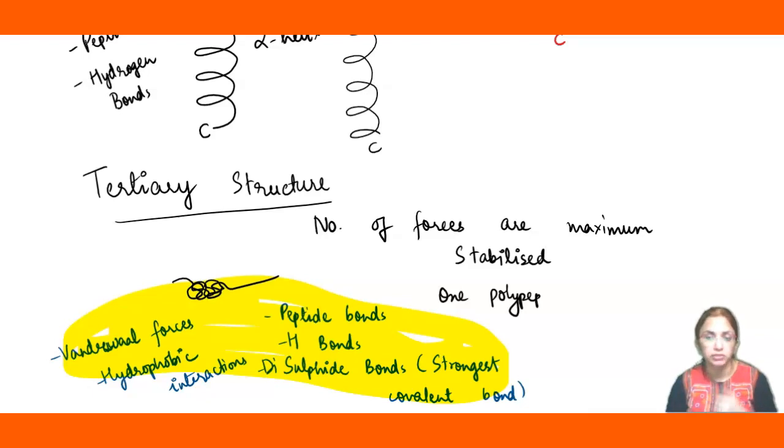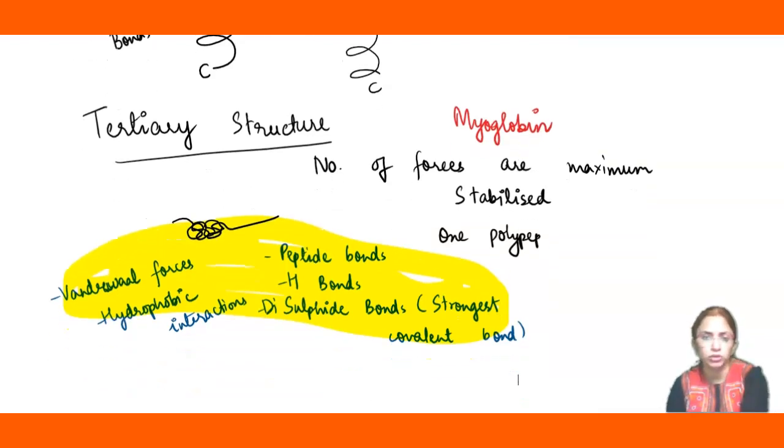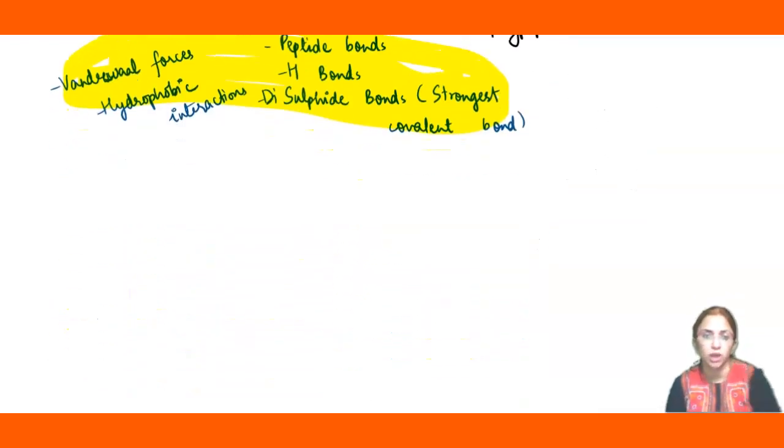And enzymes generally exhibit tertiary structure. Their active site which binds to the substrate and leads to the formation of product, it is formed by the combination of all these forces. An example of it in your body is myoglobin protein. Okay, this myoglobin protein exhibits the tertiary structure. Let's move on to the last structure, which is quaternary structure.